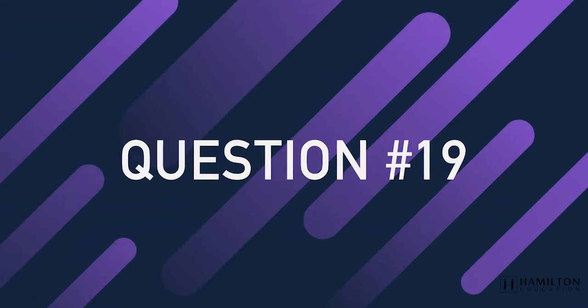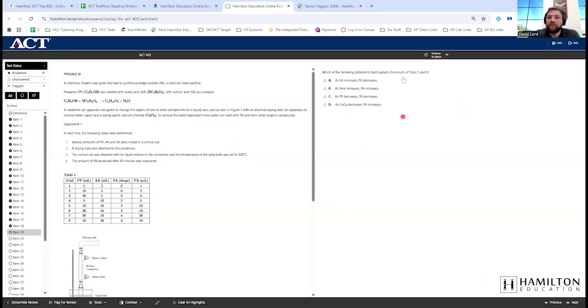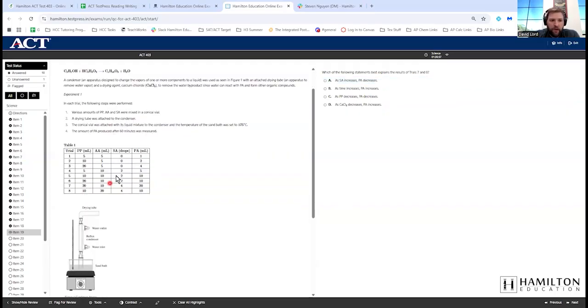Question number 19. Which of the following best explains the results of trial 7 and 8? So trial 7 and 8, let's compare them. Well, we had PP go down, AA go up, but we had the sulfuric acid stay the same. So it's hard to compare these two because both of them changed. So what we may want to do instead is try to compare something else, like what would happen if we compared 10, 10, 4 or something like that. Unfortunately, we don't have a good option here.